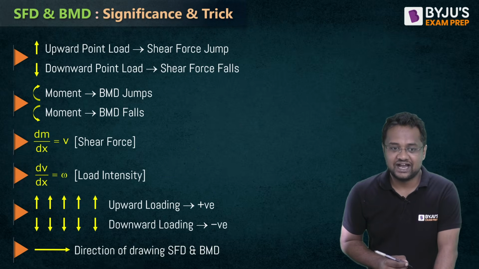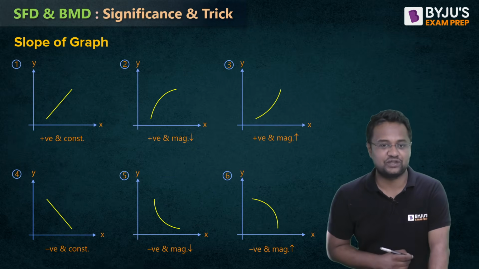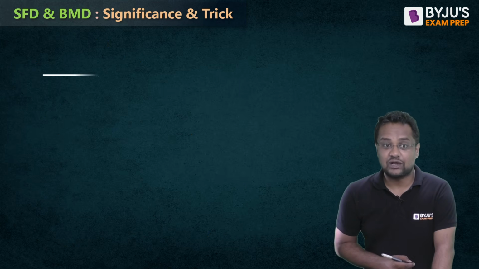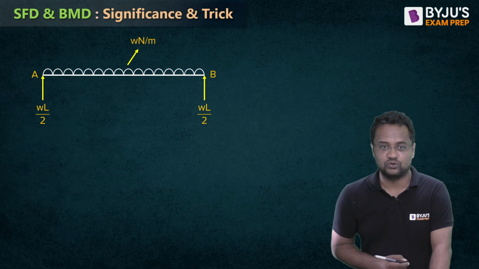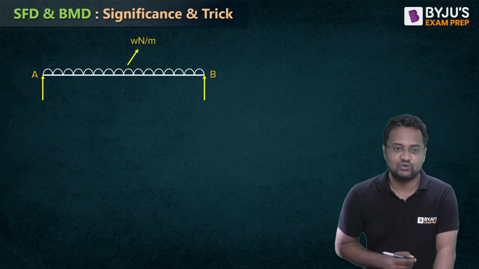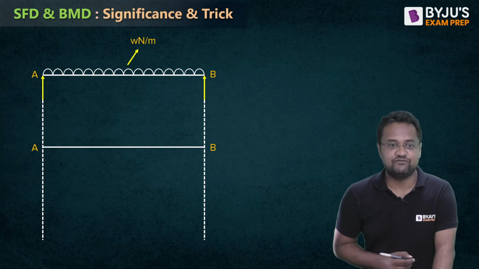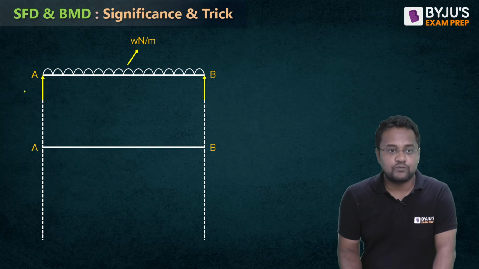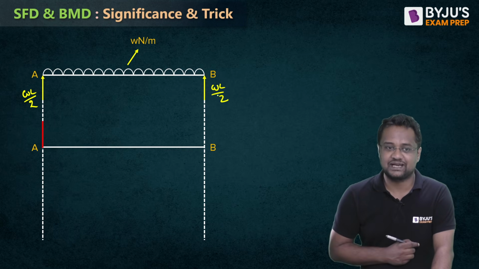Okay, now guys, please remember these points. This will be very helpful to draw the SFD and BMD. Now let me take one more example of uniformly distributed load of W Newton per meter. If the total length is L, then supports will be WL by 2 and WL by 2. Now, if I draw SFD first, then there is an upward load of WL by 2, so shear force jumps by WL by 2.